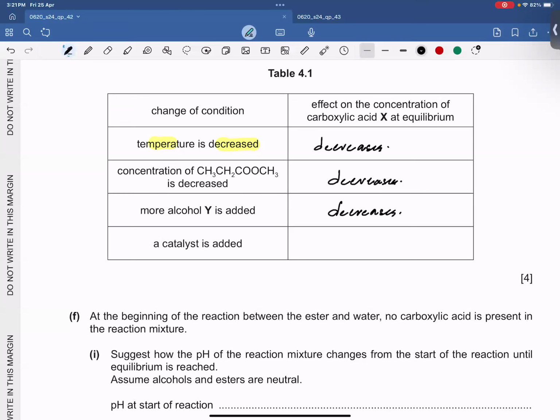Catalyst affects only the rate of reaction. It has nothing to do with the concentration. Okay, so no effect. So the concentration of this, more alcohol Y, and catalyst is added.